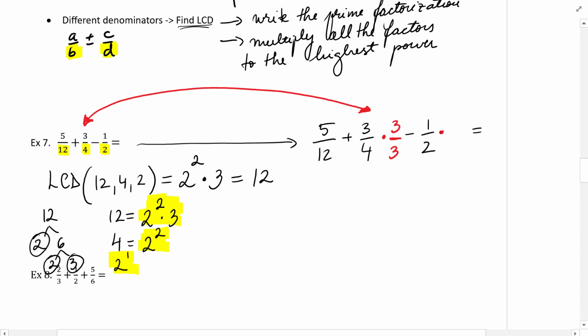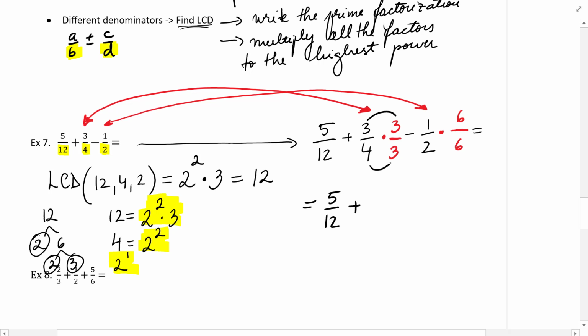Okay, taking a look at the third fraction, 1 over 2. How do I get 12 at the denominator? By multiplying by the fraction 6 over 6, because 6 over 6 is 1, so I'm not changing the fraction 1 over 2 again. I'm just writing an equivalent one. So now we get 5 over 12 plus, how do we multiply two fractions? Well, we learned how to do that, so it's 9 over 12 minus, how do we multiply these two fractions? We multiply across: 6 over 12.